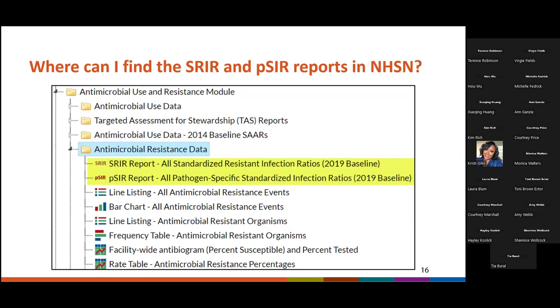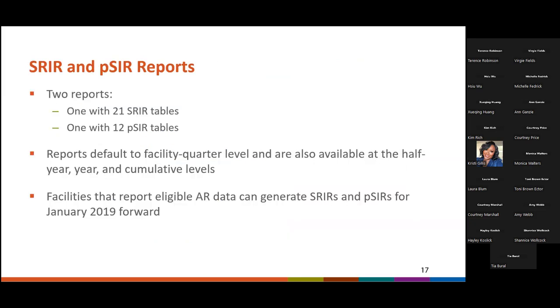Once you generate datasets, click Analysis, then Reports, and then on the Analysis Reports page, click the Antimicrobial Use and Resistance Module folder, then click the Antimicrobial Resistance Data folder, and then the SRIR and the pSIR reports are the first 2 reports listed in the AR data folder. The default SRIR report has 21 SRIR tables. The default pSIR report has 12 pSIR tables.